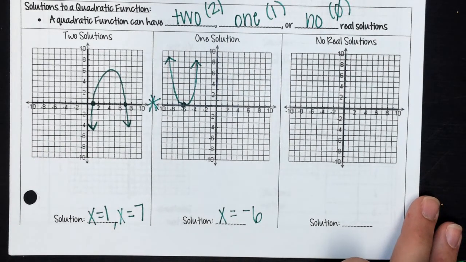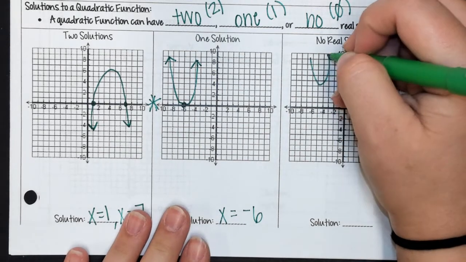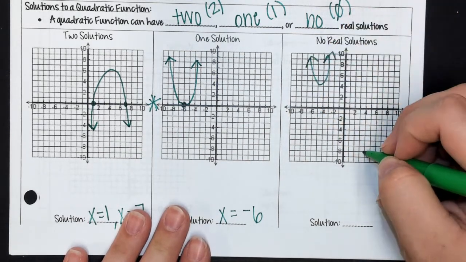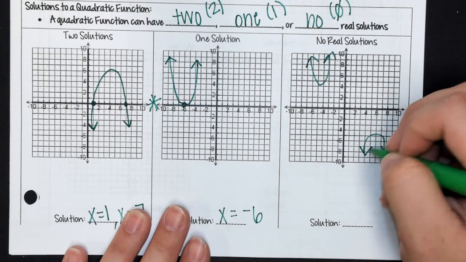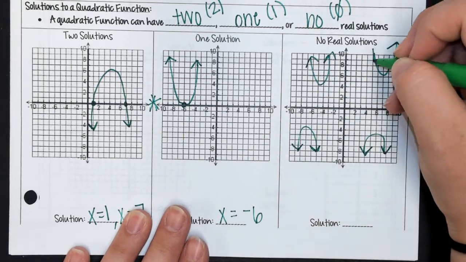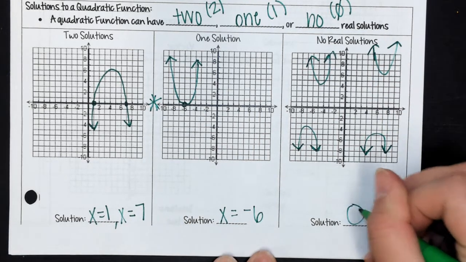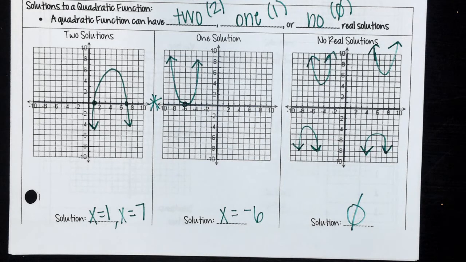So an example of no solutions looks like this. Something that's up there, down here, whatever. It doesn't touch it at all. So you have no solution.